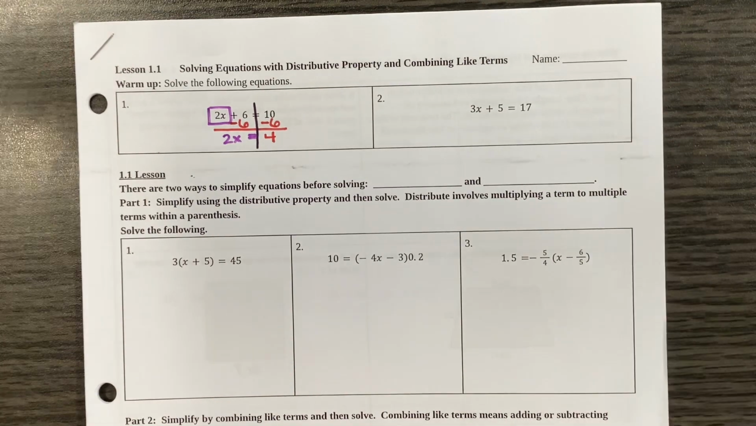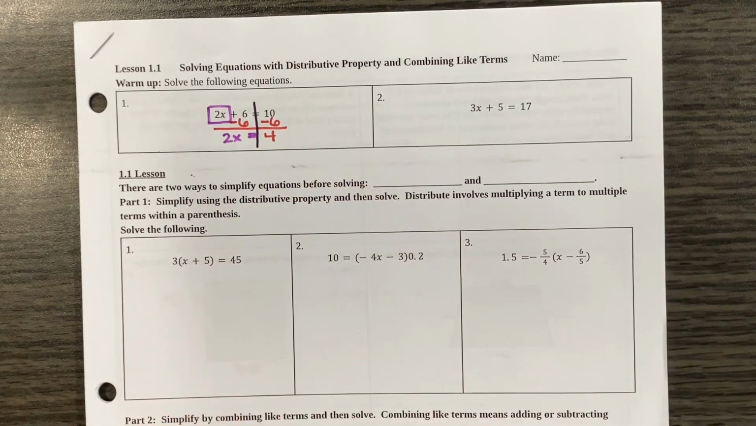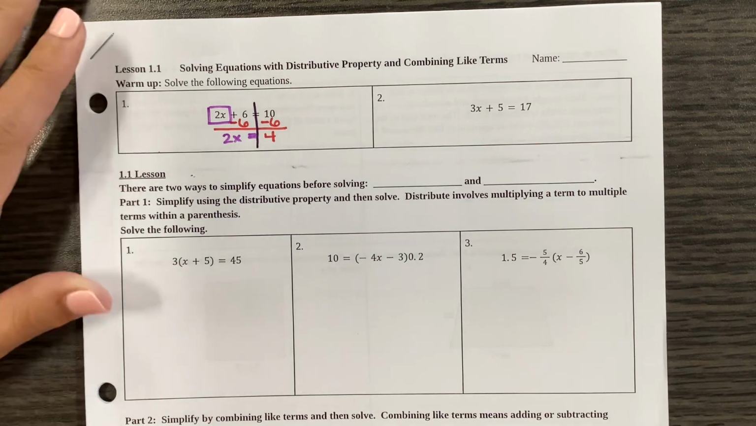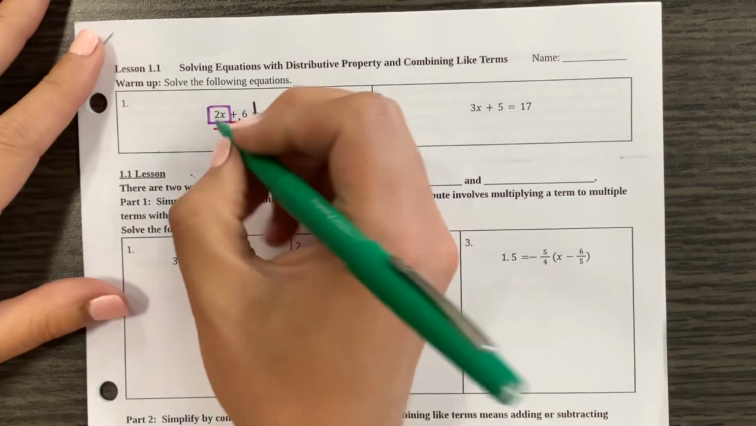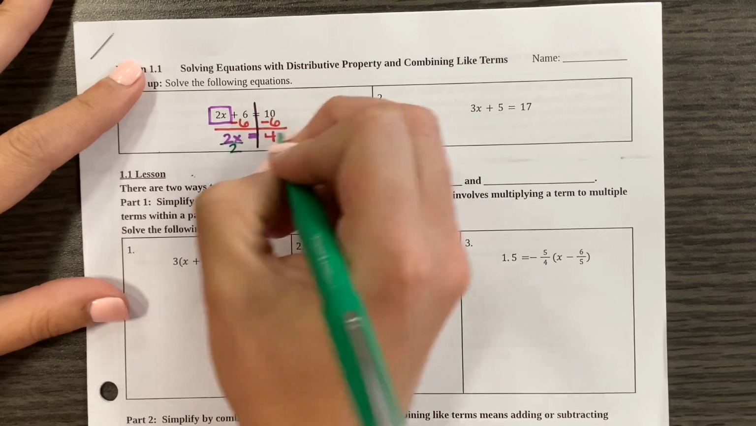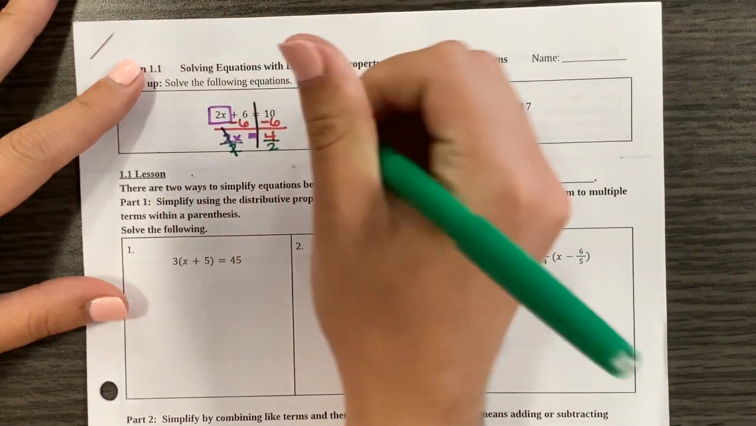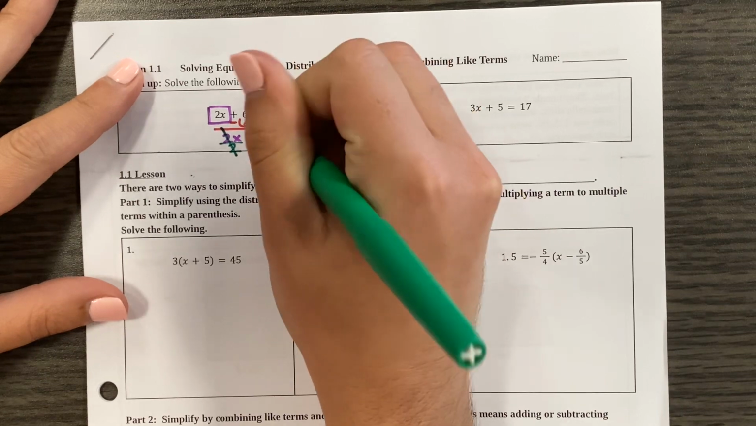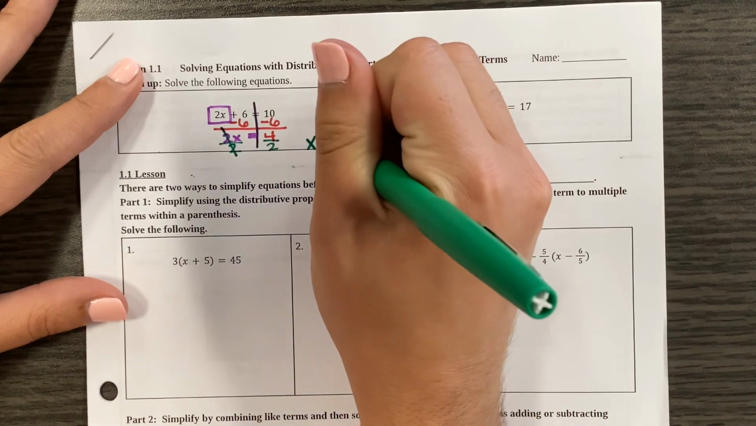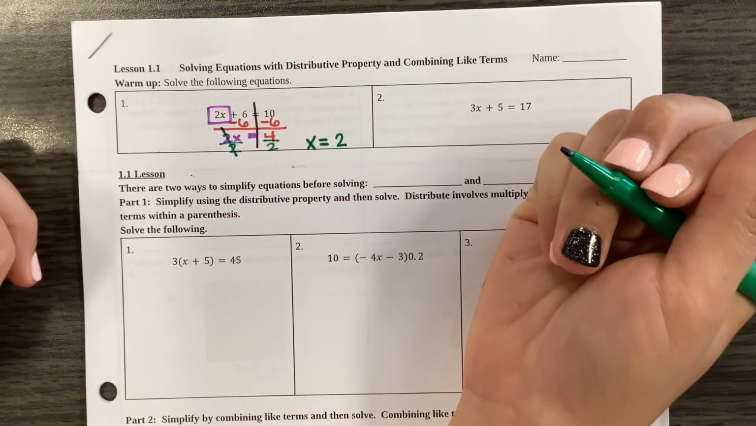I am not done because, again, I want the x 100% by itself, and right now that 2 is attached. When that 2 is attached like that, that's saying multiplication. Opposite of multiplication is division, so I'm going to divide each side by 2. My 2's cancel. I have to divide 4 by 2, so x is 2.